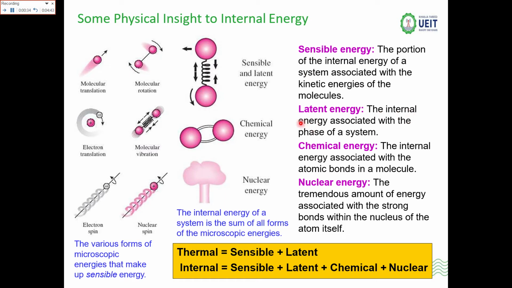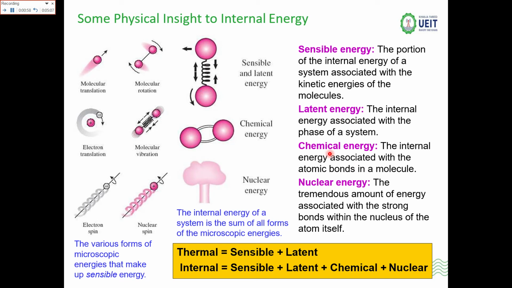Latent heat: the internal energy associated with phase change of a substance is known as the latent energy. Like you are supplying heat to water and after 100 degrees Celsius the temperature stops rising until all the liquid is converted into the gas phase, and then after that the temperature starts rising again. So this is basically the latent energy or the latent heat.